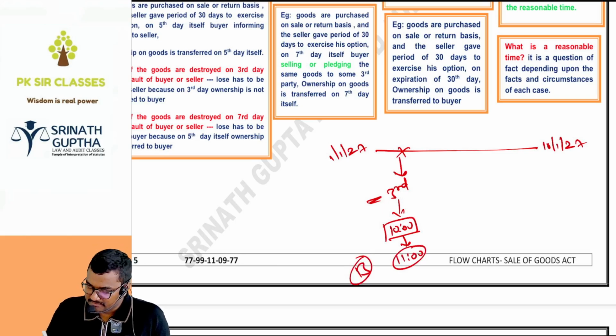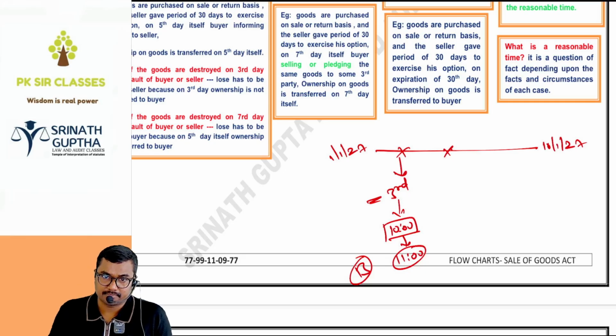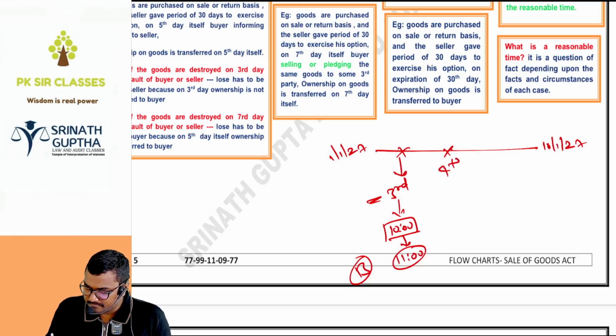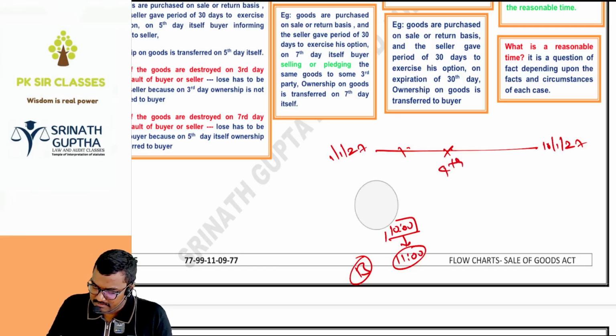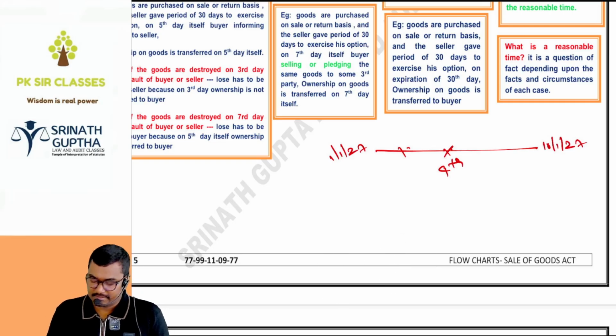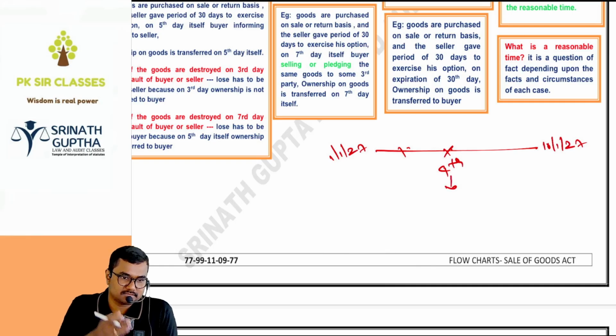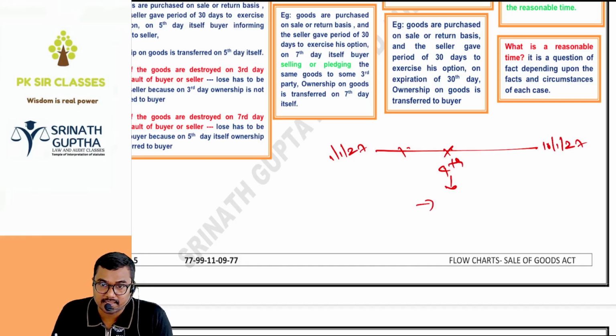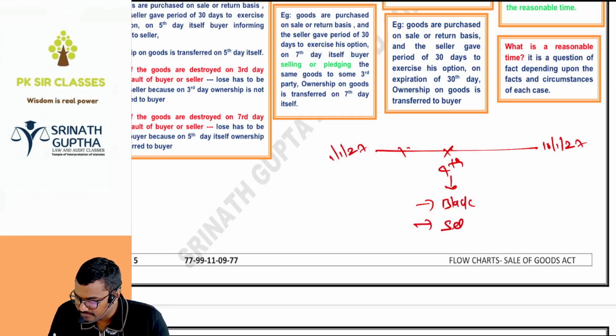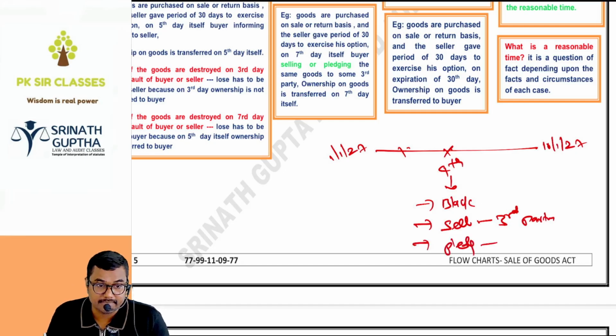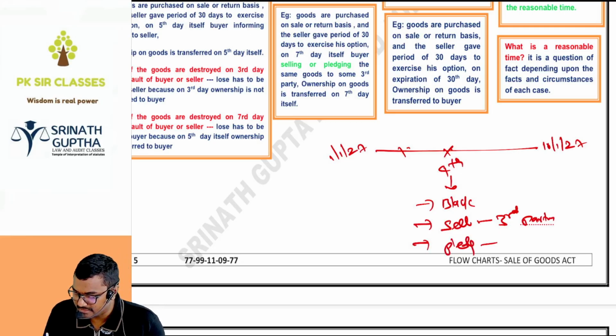Another example, on the fourth day. I gave the blue color Avenger to Rajni for 10 days. On the fourth day, she is changing the blue color bike to a black color bike. On the fourth day, she is selling it to Sahiti, a third party. Or she is pledging the bike with Sahiti. Pledging means keeping it as security.